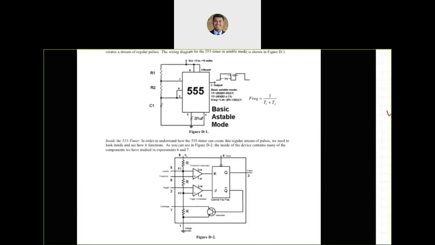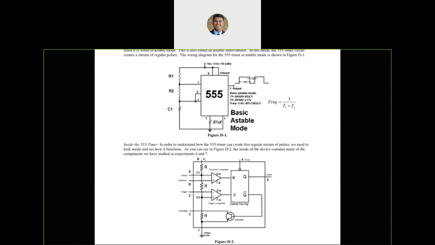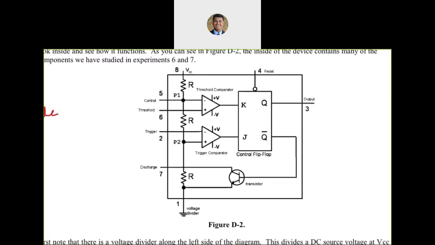If you look at the experiment write-up, there are essentially two figures over here. The figure D1 on the top has all the external connections being discussed, and figure D2 talks about the inside of the chip. So this is the inside of the chip, and this is the external connections. Before I go to the external connections, it is very helpful to look at the internal circuitry. That's what we will do next. So zoom in on this particular figure and let's start talking about how we can analyze this.